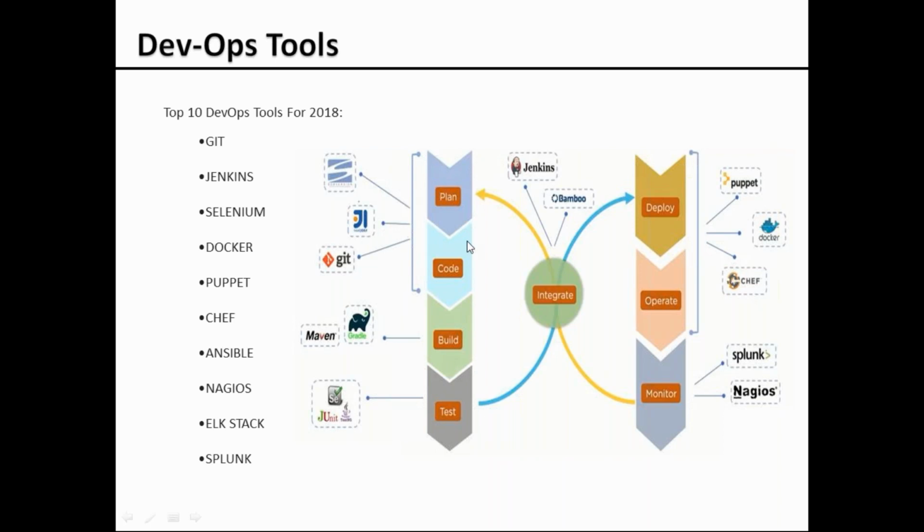If you see, we do the planning in a different tool, which is mentioned over here, like Jira or something. And the code repository, as I said earlier, we used to use different centralized repositories. With DevOps coming in, Git is the repository that is being used.